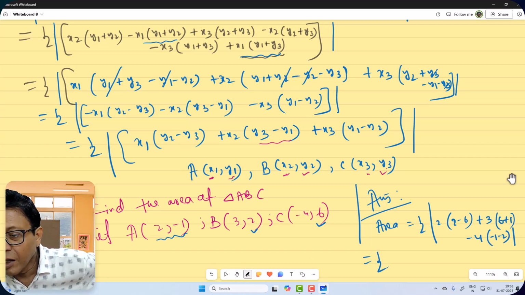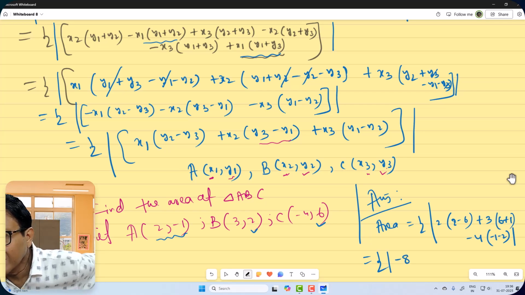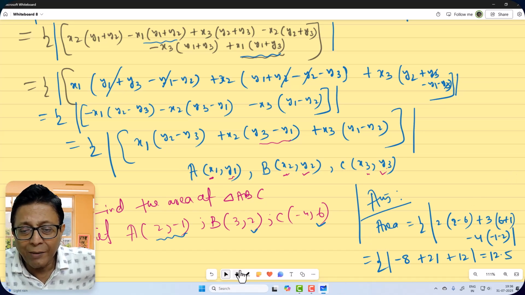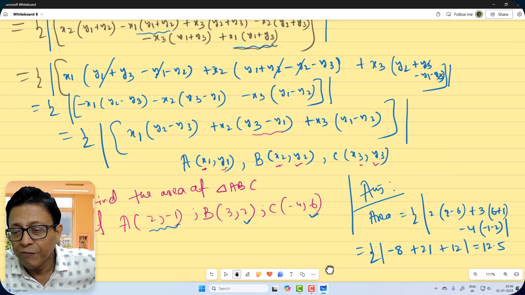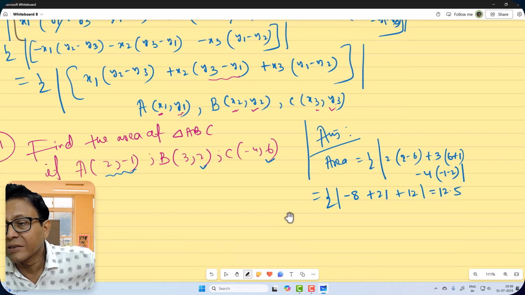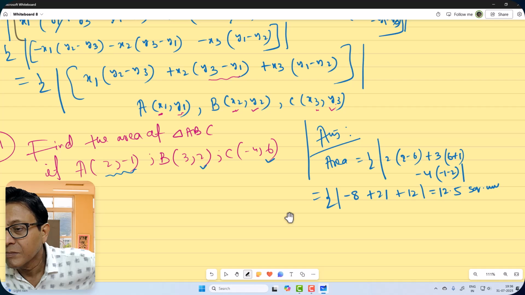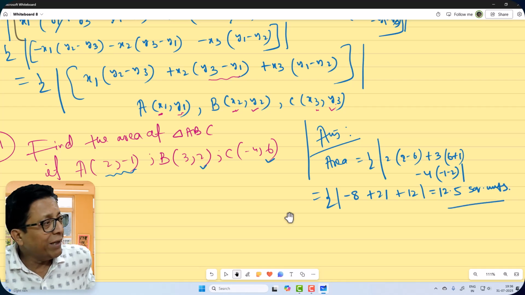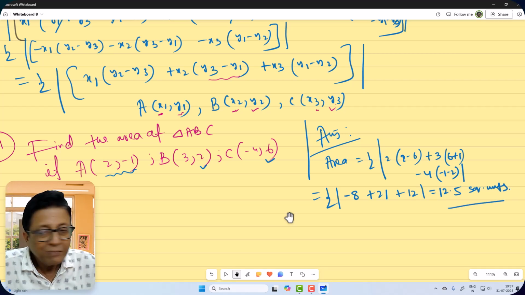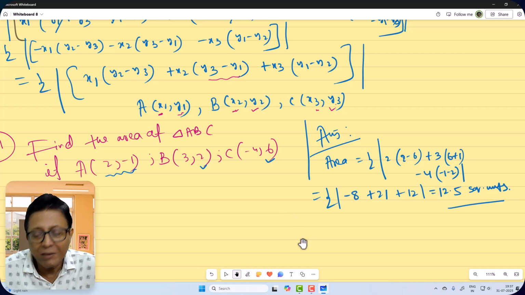So there will be half into mod of minus 8, 21, 12. It's coming 12.5 square units. Okay? It's coming 12.5 square units.